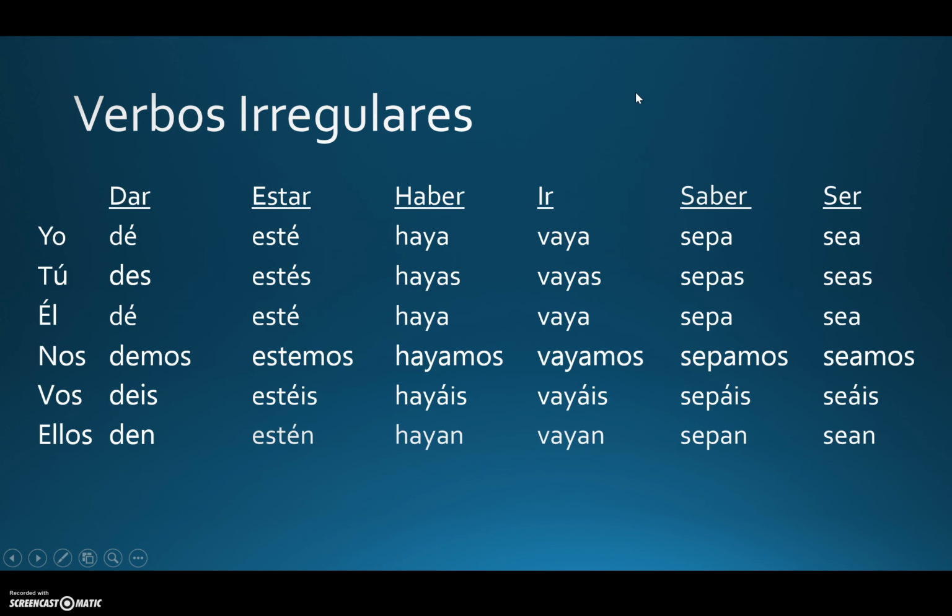Verbos irregulares. Tenemos verbos irregulares también. Son dar, estar, haber, ir, saber, y ser. Now I'm not going to say every one of the conjugations, you can see them, but it's worth noting that with dar, the dé and the dé, they have accents on them to differentiate them from the word de without an accent, which means of or from, and also with estar, esté versus este. So yeah.